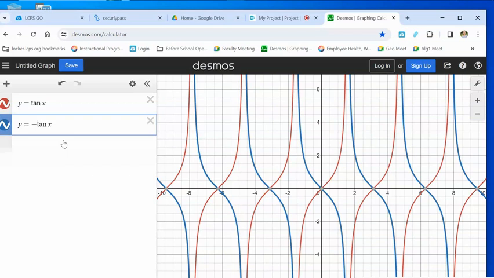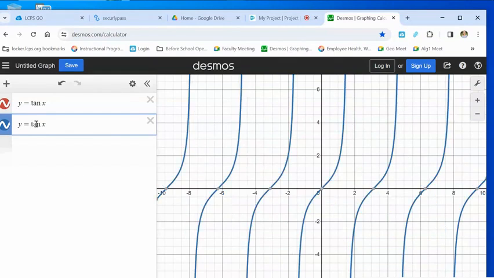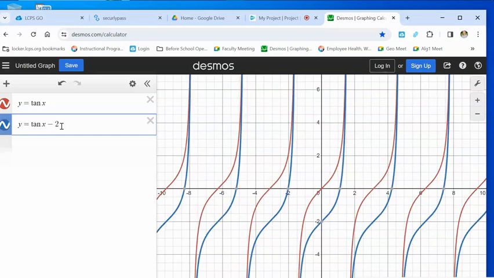And when it's negative, it's going to look like the blue one, and just be able to identify that with the graph. And then we also have the vertical shift like we did before. So if I say -2, it's moving it to the right 2, just like we did for the other ones. And then we also have a vertical translation.